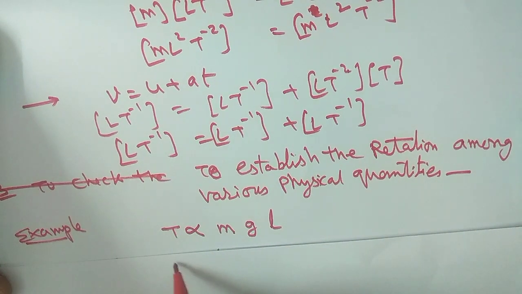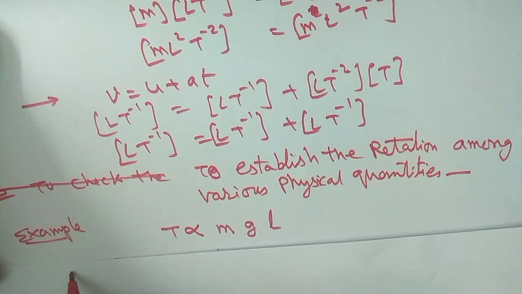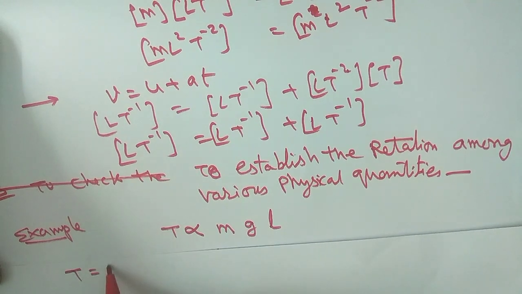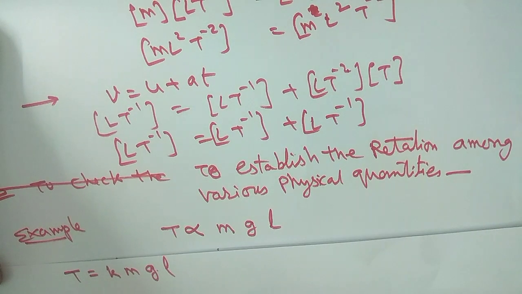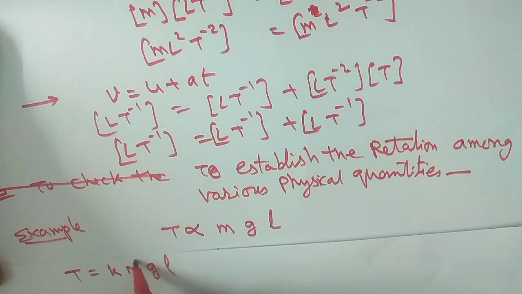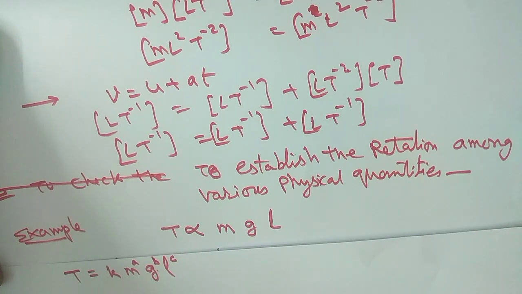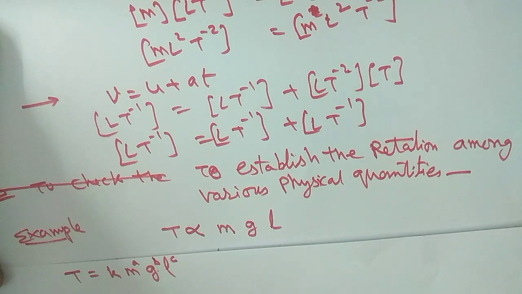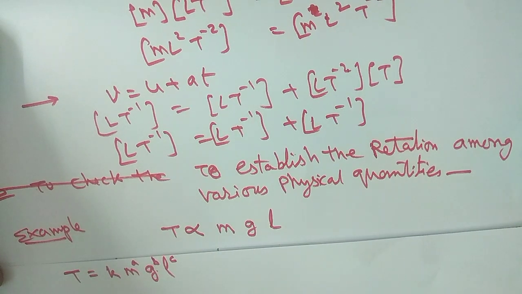Now in the next step, we'll write that T is equal to a constant value K times M, G, L. Now consider the dimensions of the mass is a, the dimensions of acceleration due to gravity is b, and the dimensions of the length is c. We will try to find the values of a, b, c, and then finally we'll put all the values and get the correct formula.